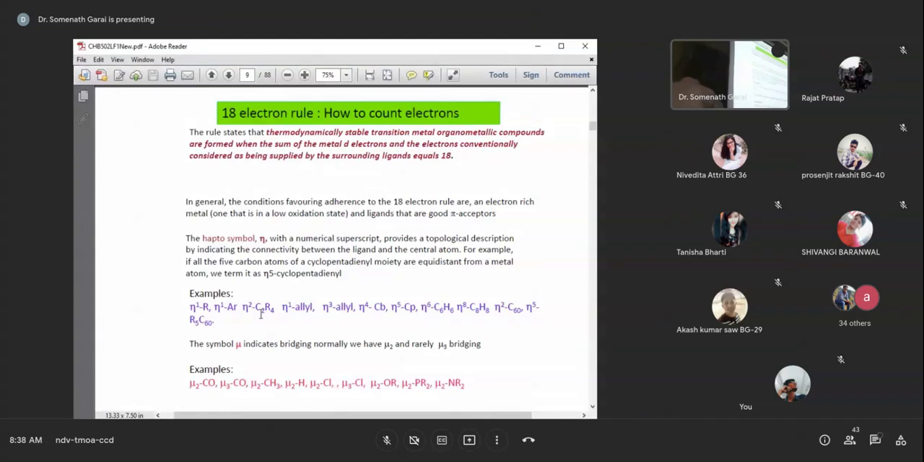Now let me tell you, if the 5 carbons participate in the bonding, then there will be 5 electron donation from cyclopentadiene. Now, for example, if there are already 14 electrons on the metal from other ligands and the metal electrons, altogether it will come to 19. But 19 is not a stable number. Then what will it do? It will deviate from its equivalent bonding scheme.